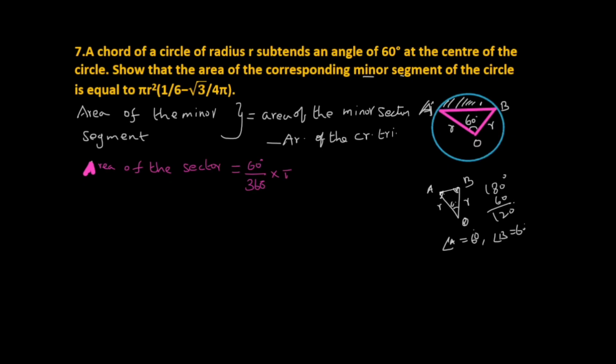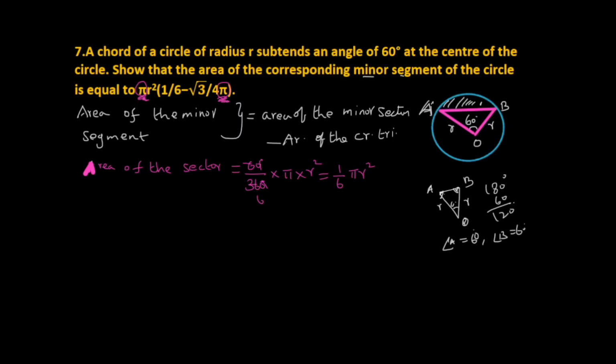In our answer itself pi is there, so no need to replace any value for pi. As it is, we can keep. Look here, we need to show the answer with pi. So no need to substitute 22 by 7 or 3.14 for pi. We can keep it as it is. Radius is r squared. So when we cancel the 0, 0 and the 6 times, we get 1 by 6 pi r squared, the area of the sector.